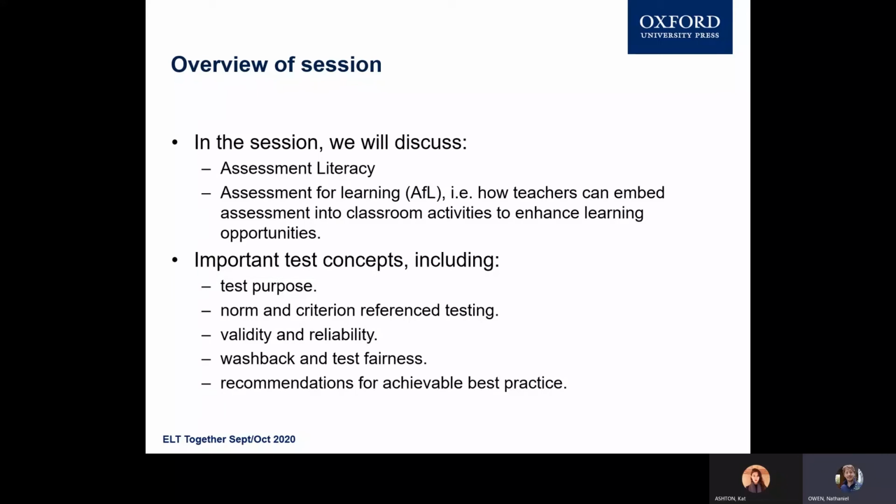And in order to do this, we need to discuss important test concepts. And those include test purpose. Some of you may be familiar with norm and criterion referenced approaches to testing. Core concepts including validity and reliability. And we're also going to discuss washback and what we mean by that. And within that, we're going to talk briefly about test fairness as well. And then at the end of the session, we're going to take some practical recommendations for achieving best practice within the classroom.